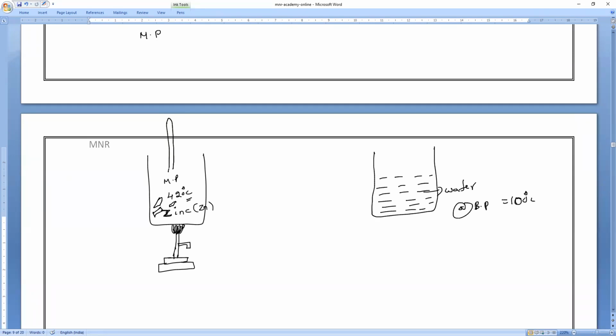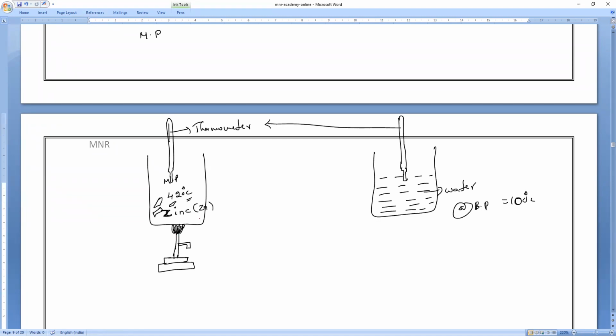Now you can see I will fix a thermometer. A lab thermometer I am fixing at the top, and here also I am fixing a lab thermometer at the top. Okay, everyone, clear? Now, all of you remember that a thermometer is an instrument used to measure what, guys? Temperature. Clear? Temperature.